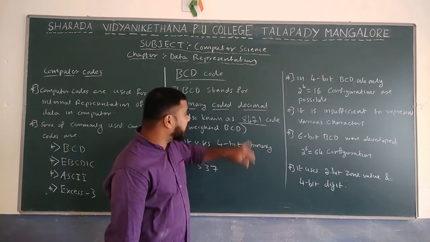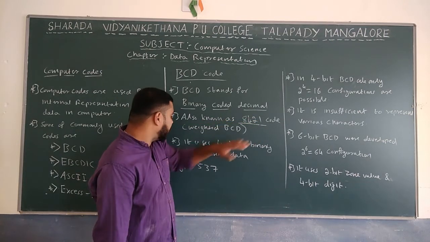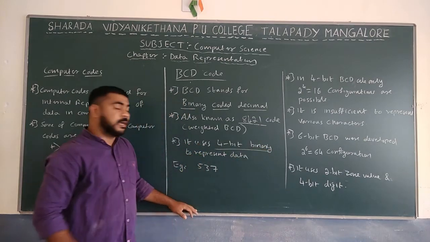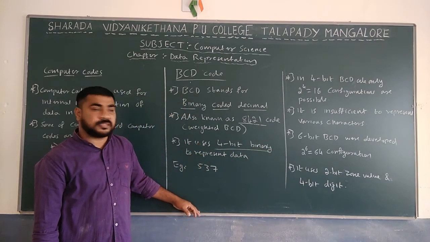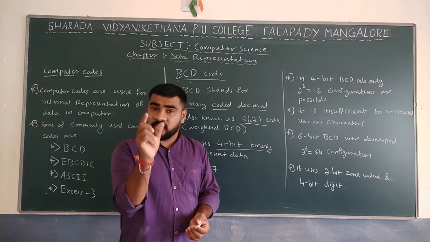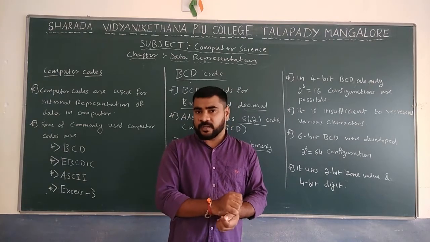So based on that, 8, 4, 2, 1. As the name indicates, only 4 values are there. BCD uses only a 4-bit binary number to represent the code. If you want to represent data, it uses one 4-bit code for one number, or one letter.